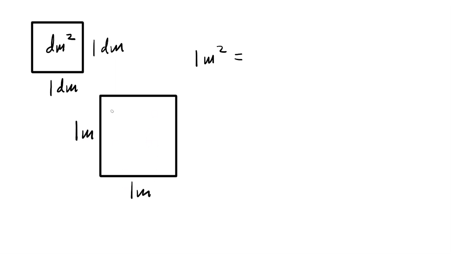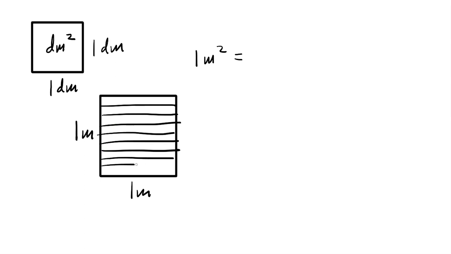So this is 1 square meter. But how many square decimeters can we fit? In each direction we can fit 10. So you can fit 10 decimeters in 1 meter. So 1, 2, 3, 4, 5, 6, 7, 8, 9, 10. And also in the other direction we can fit 10.